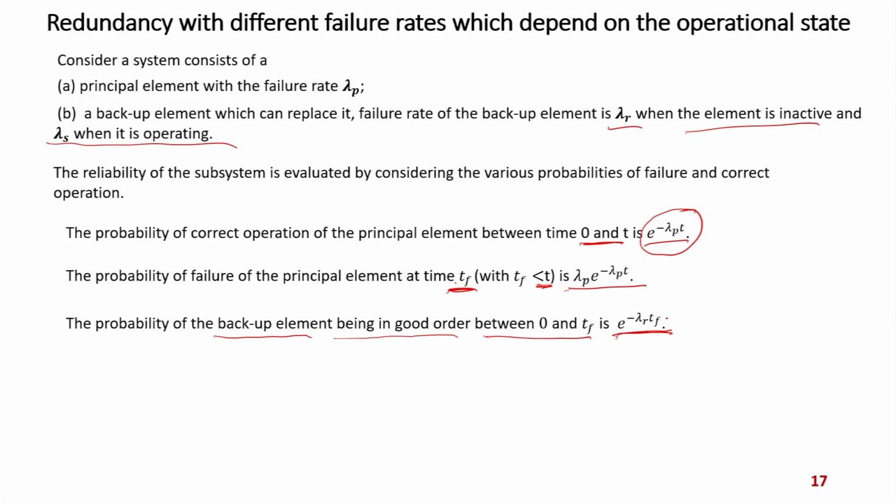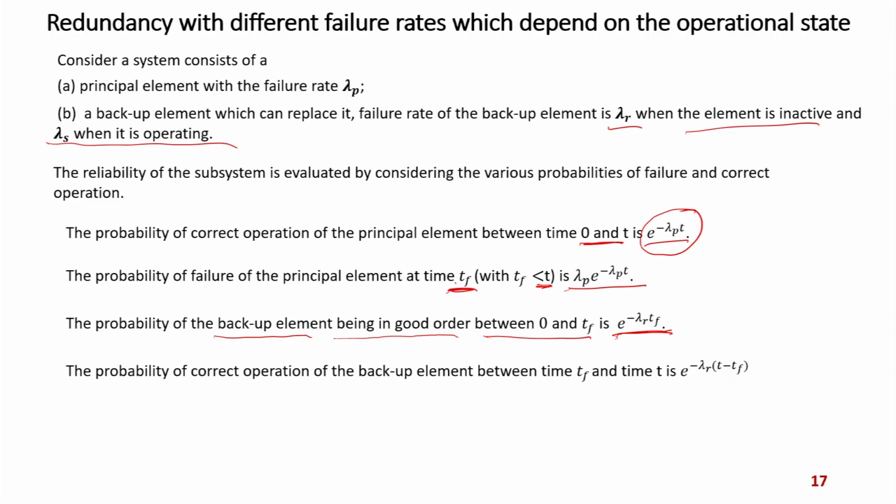So, this we have already got from this, because lambda r is constant. So, these are the three cases. Now, the fourth case will come: the probability of correct operation of the backup element between t f and time t. It means the main element has failed at time t f, and now the backup element has been switched on. Now, the backup element should work satisfactorily, there should not be any failure from t f to t, then the mission is successful.